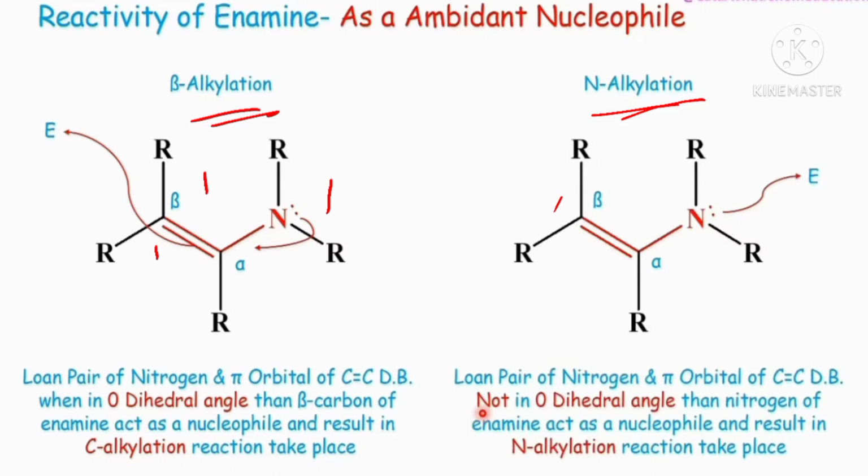Okay, here two types of alkylation. First one is beta alkylation and second one is N alkylation. In beta alkylation, the dihedral angle between nitrogen and carbon-carbon double bond is 0. Therefore, the beta carbon acts as a nucleophile and beta alkylation reaction takes place. In N alkylation, the dihedral angle between nitrogen and beta carbon atom is not 0. Therefore, the nitrogen acts as a nucleophile and N alkylation reaction takes place.